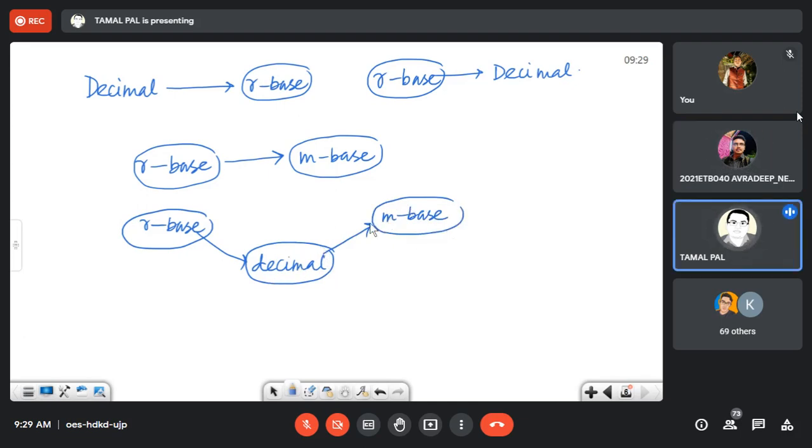There are some direct methods for some specific bases only, but there is no such generalized method that can convert from any base to any base. For some bases, I will also show these examples, there is a method for converting directly, let's say from binary to octal, binary to hexadecimal, octal to hexadecimal. There are some methods, but mostly this is the general way of converting any base to any base.